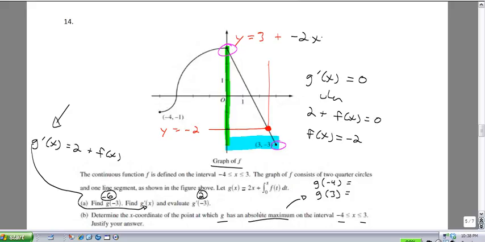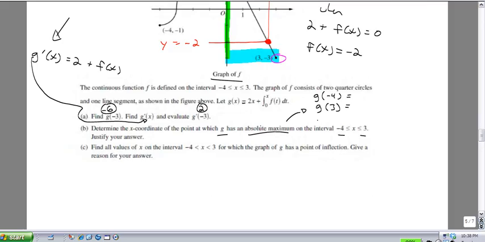Negative 2x. So you're wondering, when does y equal negative 2? You'd have negative 2 equals 3 minus 2x. So that would be negative 5 equals minus 2x. X equals 2.5. So you want to check g of 2.5.